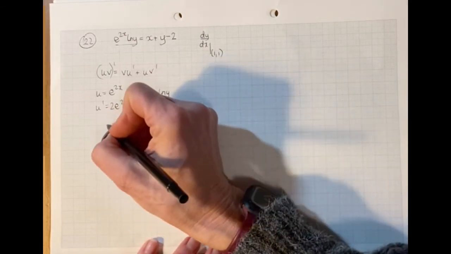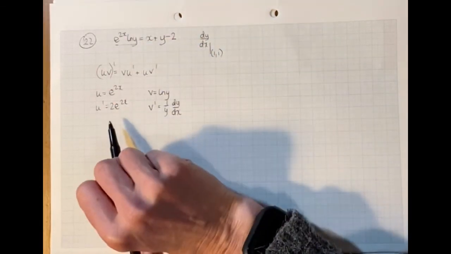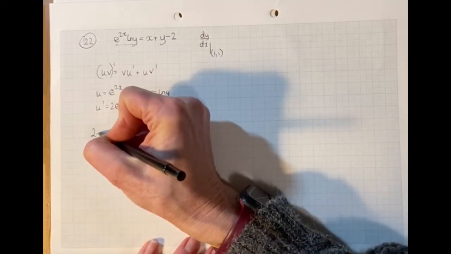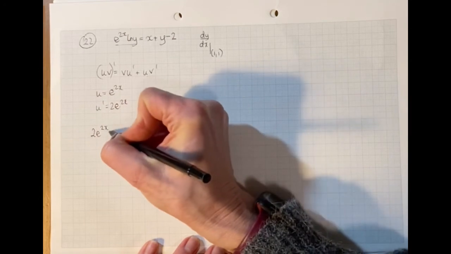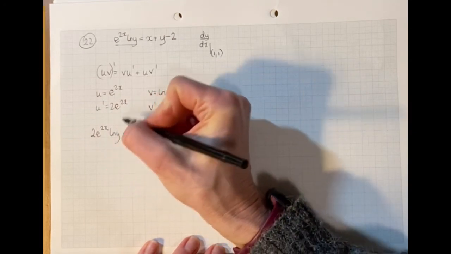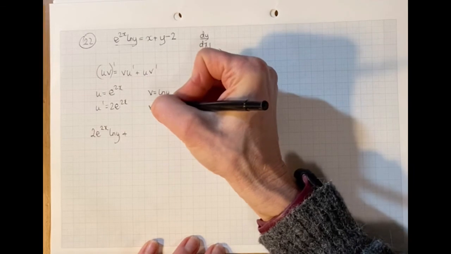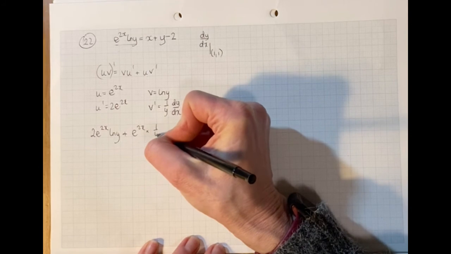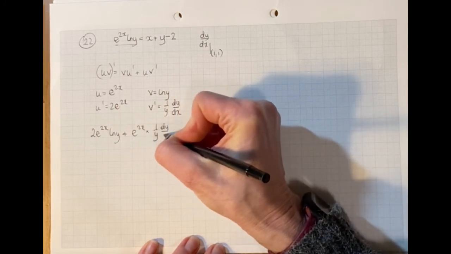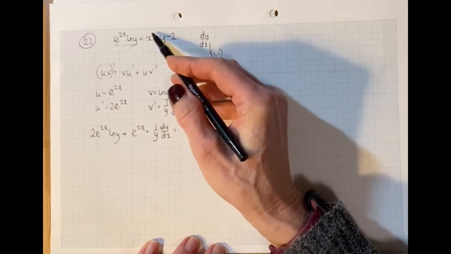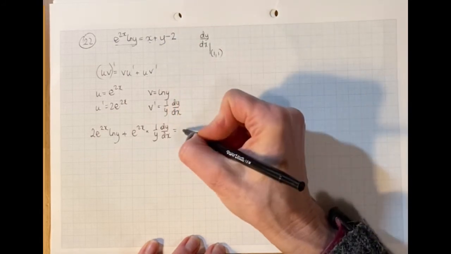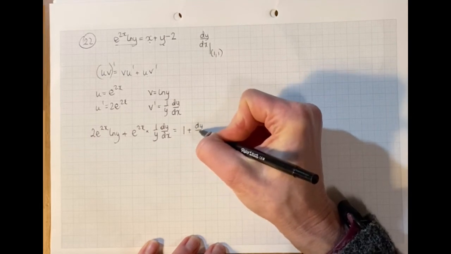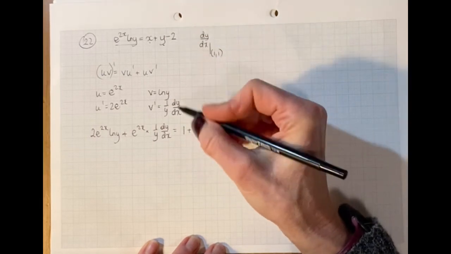Let's combine these terms to create the left-hand side of our answer. So it's going to be vu dash, so 2e to the power of 2x multiplied by ln y, plus uv dash, so e to the power of 2x multiplied by 1 over y dy/dx equals, x goes to 1, y is going to differentiate to dy/dx, and 2 goes to 0.